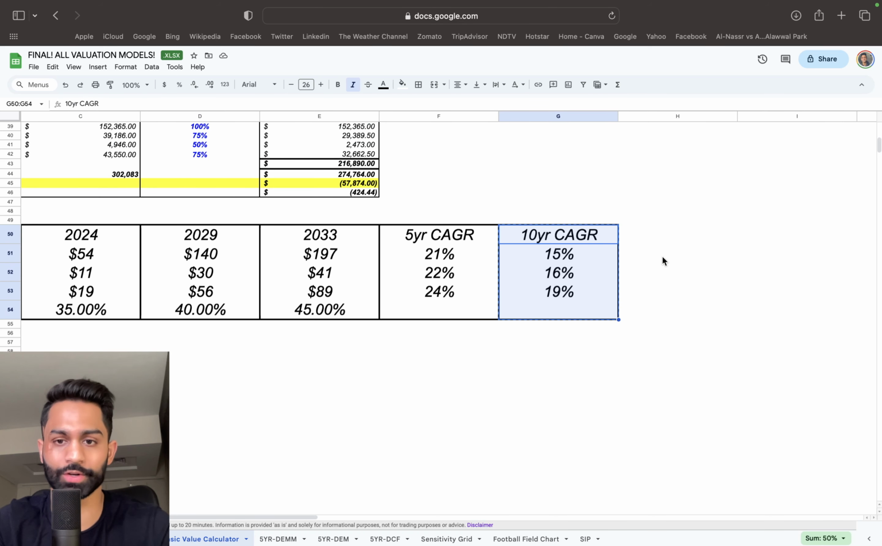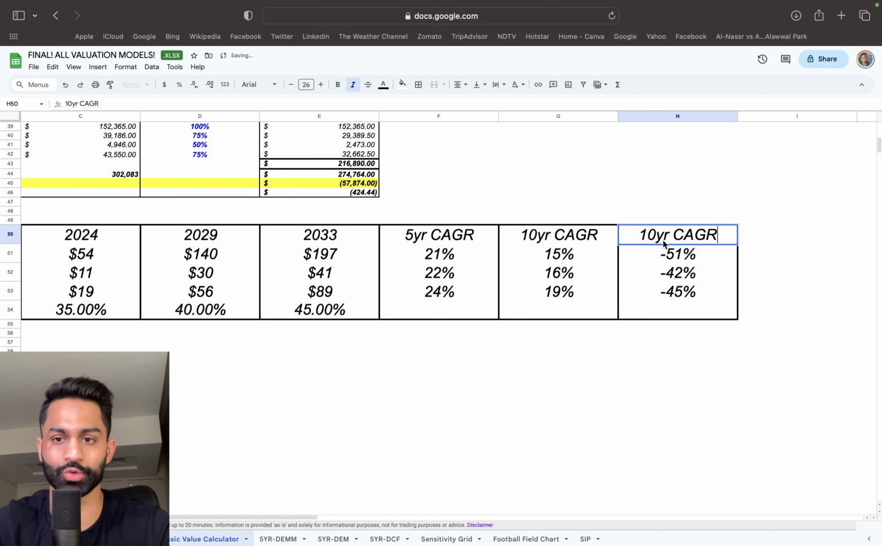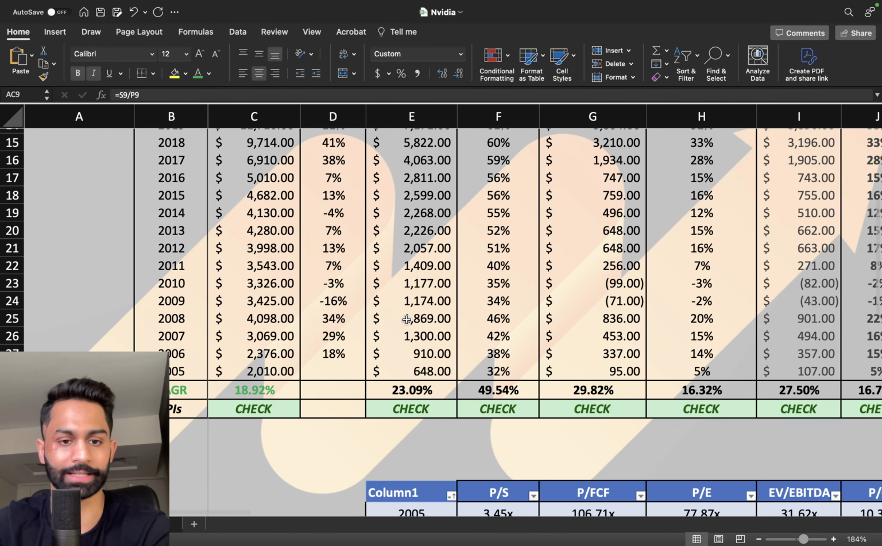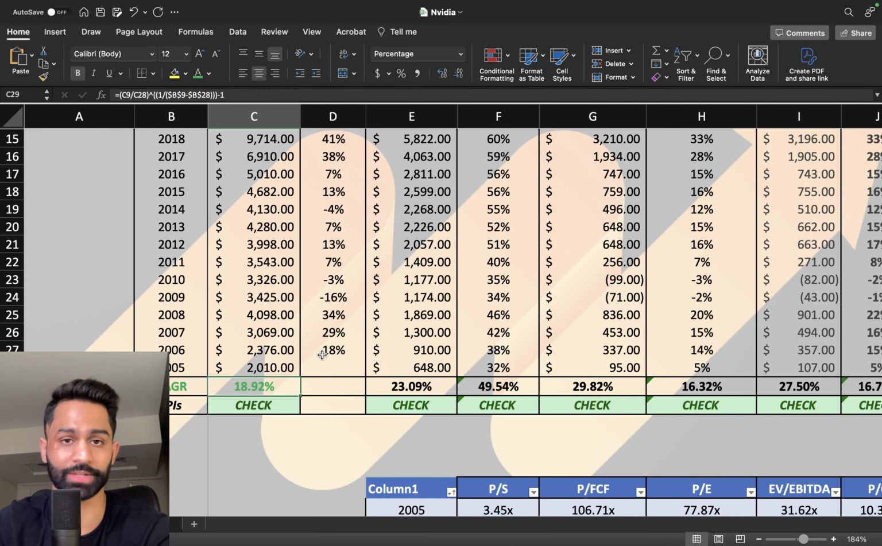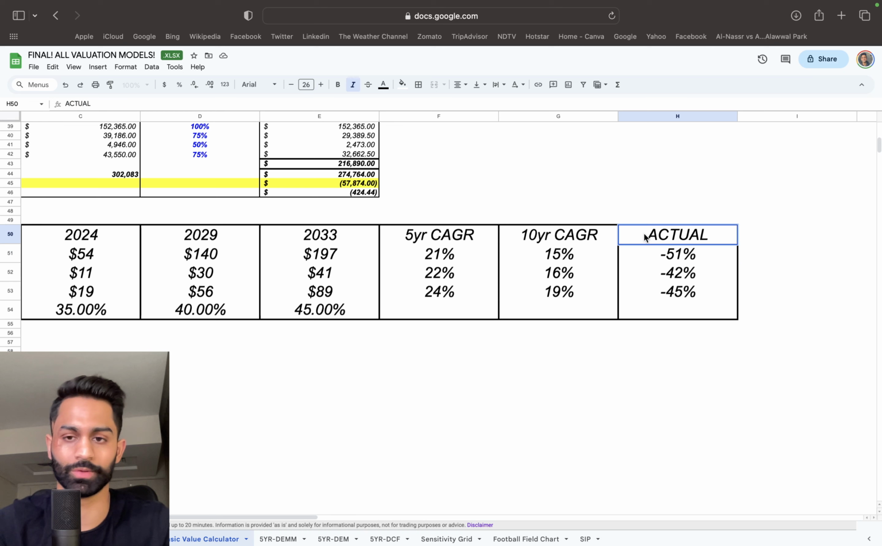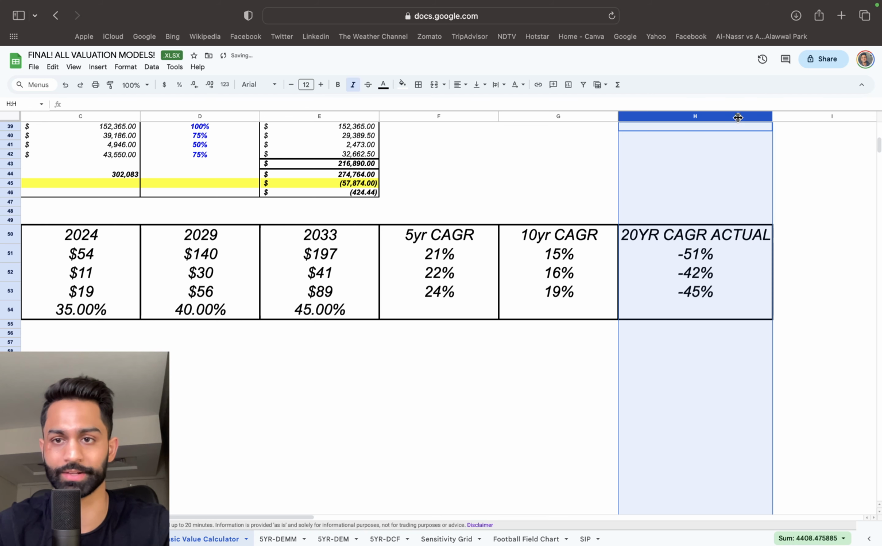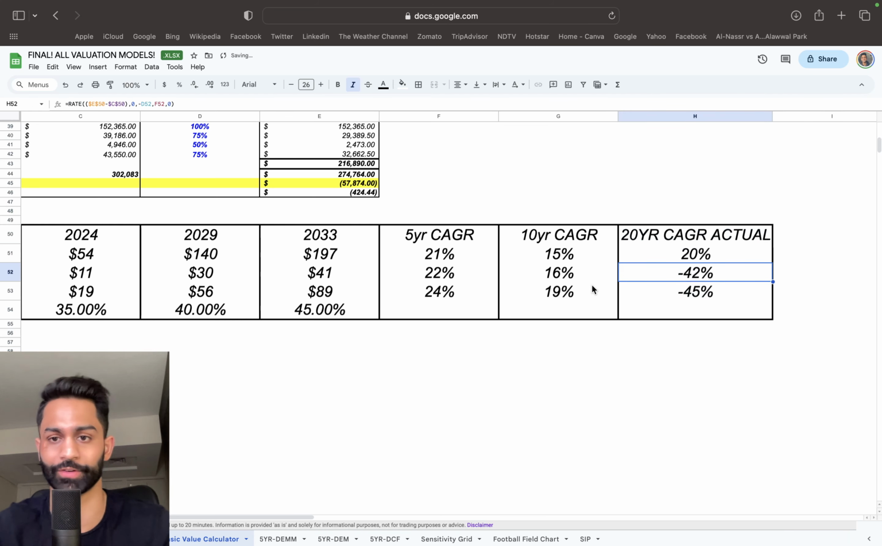I'm going to create another column over here, which is going to be the actual CAGR for the company from their previous numbers. If you take a look at revenues, they have grown by just under 19%. That's a 20-year CAGR. So let's put that down here. The 20-year CAGR actual was just under 20%, so I'm going to put down 20% over here.